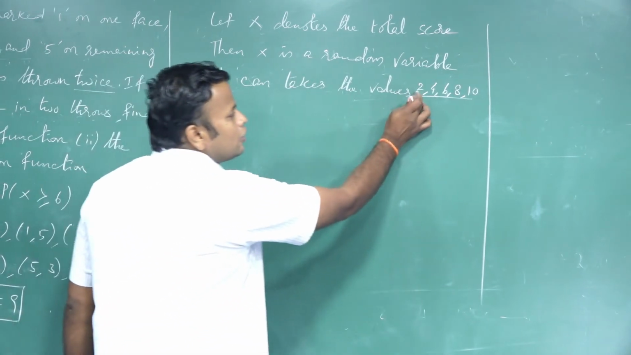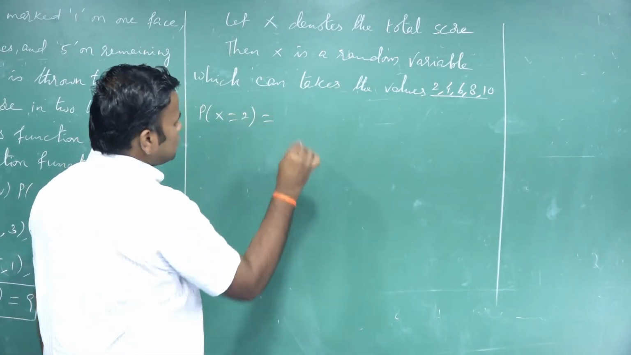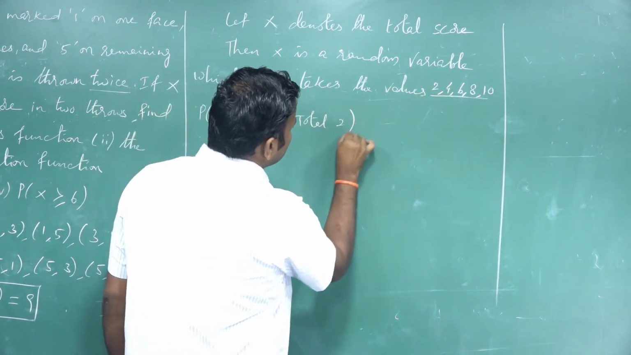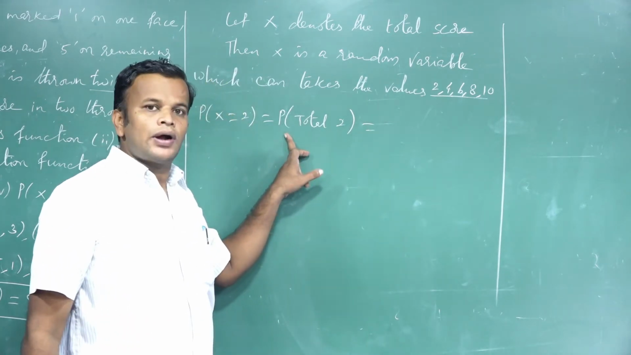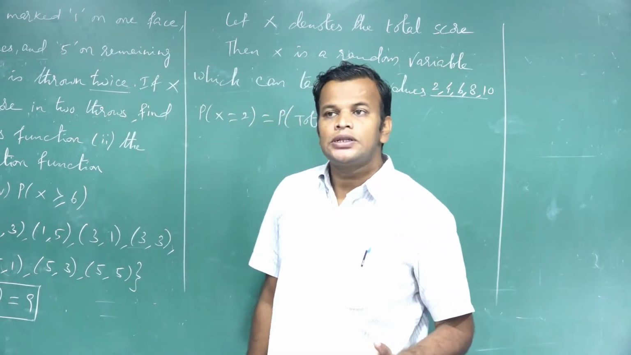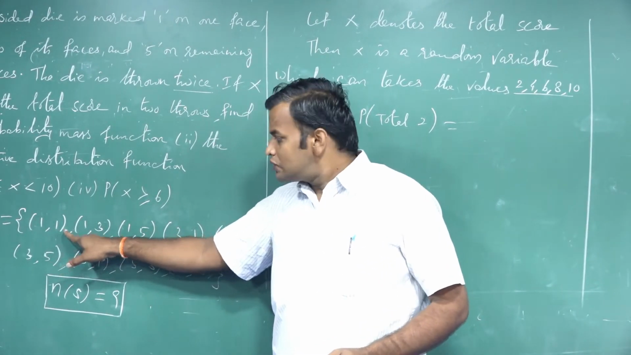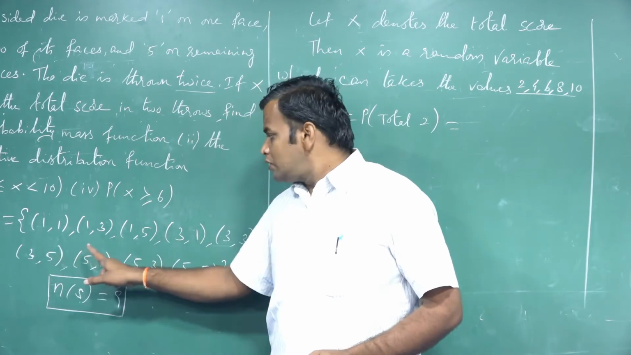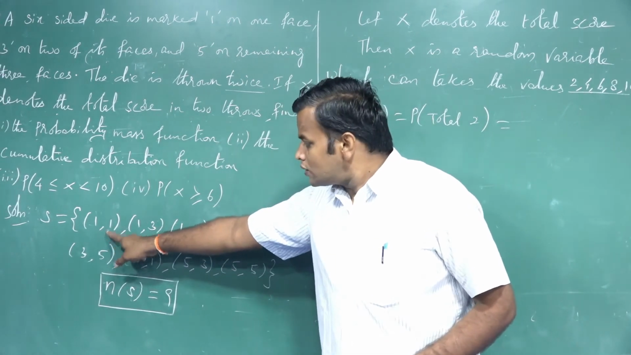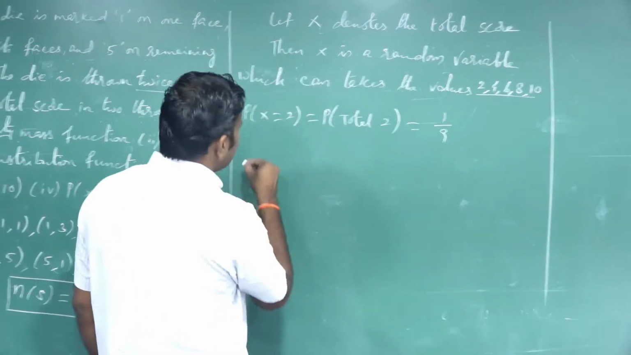So first, the value of the random variable is 2. So to find whose probability? P of X is equal to 2. That means to find the probability that the total is 2. How many totals of 2 will come in the sample space? In the sample space, there is only one 2: 1, 1. We have 1 plus 1 is 2. You see all the remaining, the 2 is not coming. We have 4, 6 like this. So only one event is possible. So 1 divided by the sample space, 9. So the value is 1 by 9.